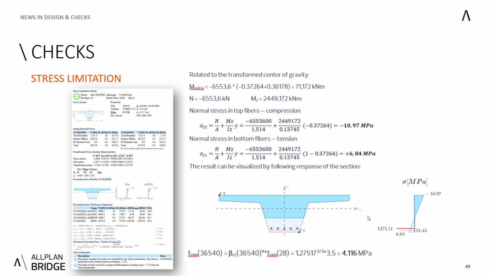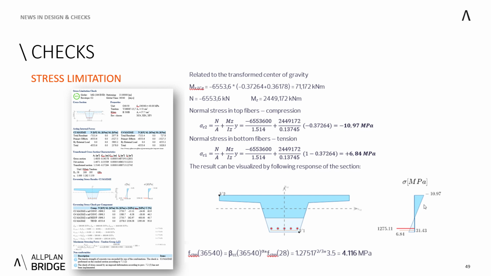The next one is the stress limitation. And as I explained to you already in the calculation of the normal stresses, we use this approach of using the center of gravity of the transformed section. So I have applied the difference again, an additional bending moment of 71 kilonewtons, and we can verify the normal stresses in top fibers, in compression and in tension, which are very well aligned if we visualize it in this way. But there is a little bit of difference to the linear stress calculation.